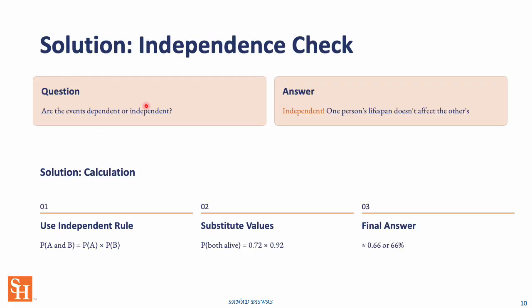To calculate this probability, the very first thing we ask is whether these two events are independent or not. We have already assumed that they are independent, which means the lifespan of one person doesn't affect the other. Therefore, for independent events, the probability of A and B is equal to the probability of A times the probability of B. That means the probability that both will be alive is the multiplication of their individual probabilities: the probability that James will be alive for the next 10 years, 0.72, and the probability that Olivia will be alive for the next 10 years, 0.92. The multiplication of the two is around 0.66, so the probability that Olivia and James both will be alive for the next 10 years is about 0.66.